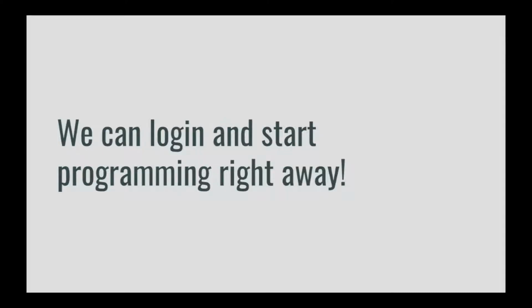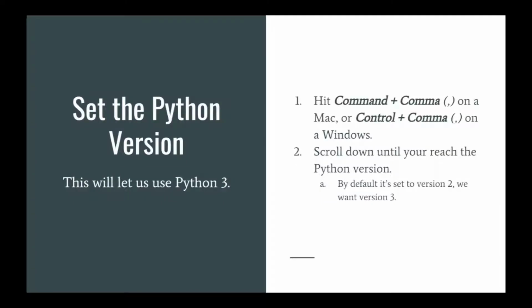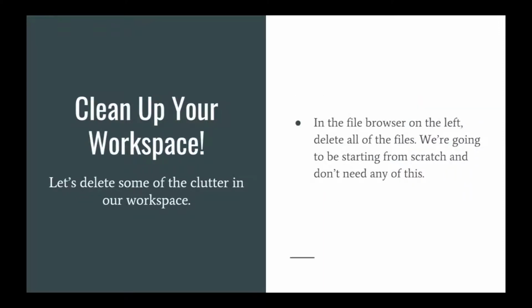However, we do have to clean up our workspace a little bit. There are two things we have to do. The first thing is to set the Python version. This course utilizes Python version 3.4.3, so we have to go into the settings in the Cloud9 dashboard and change it to version 3. The second thing we have to do is clean up our workspace. We want to delete all of the miscellaneous files in there that we don't actually need.